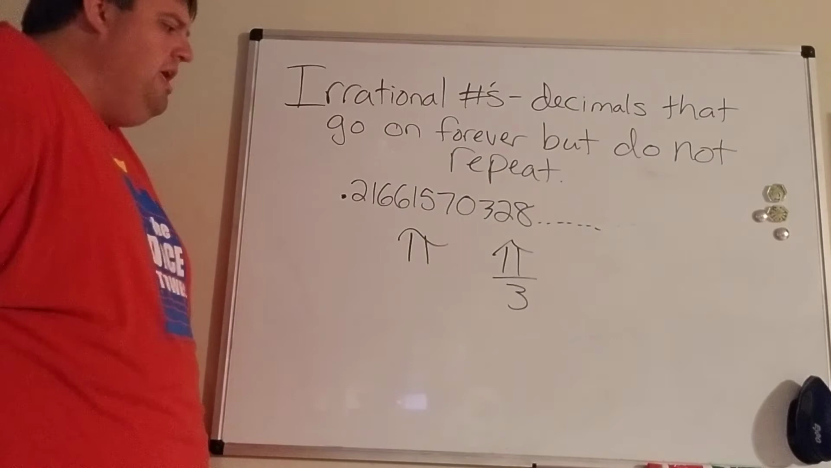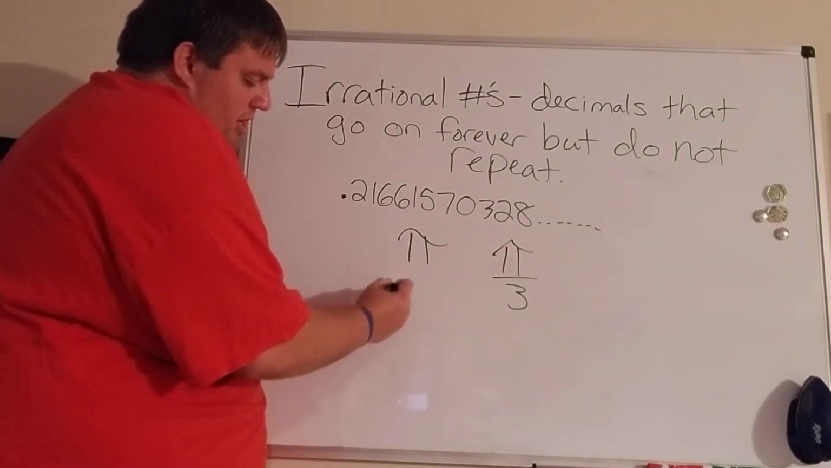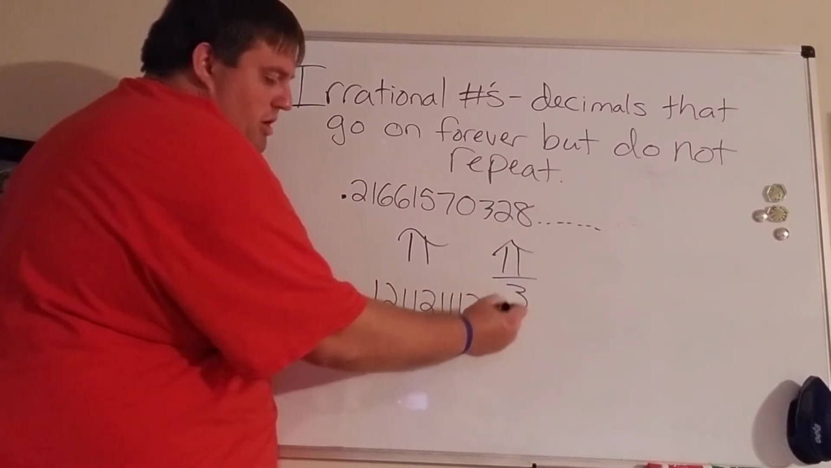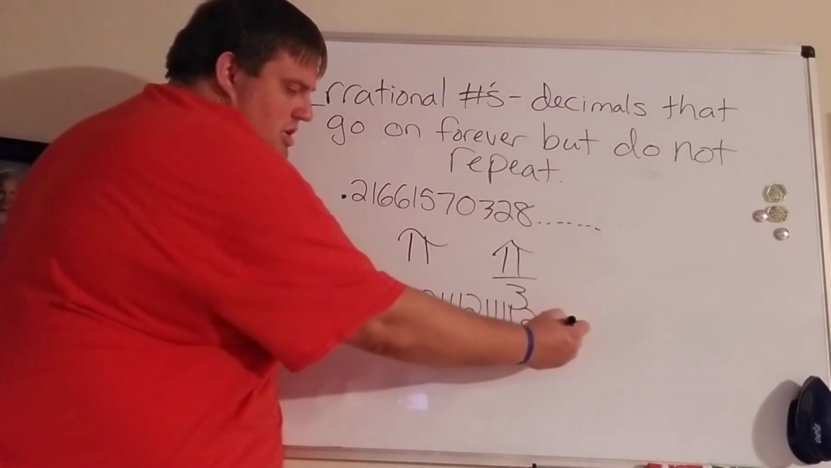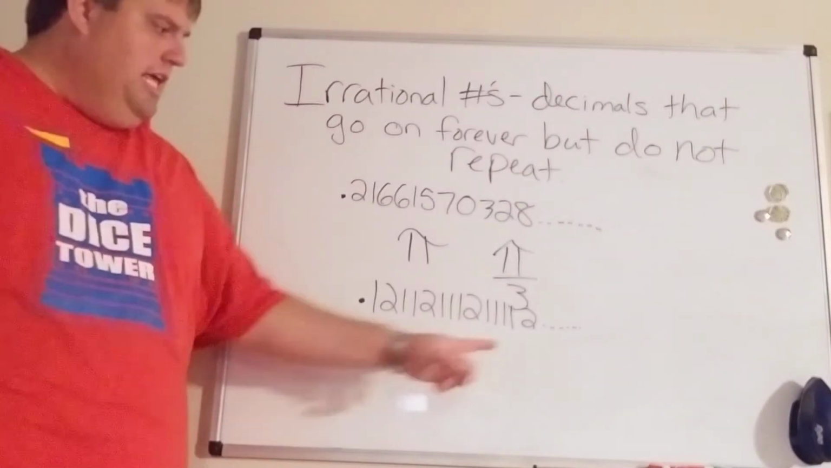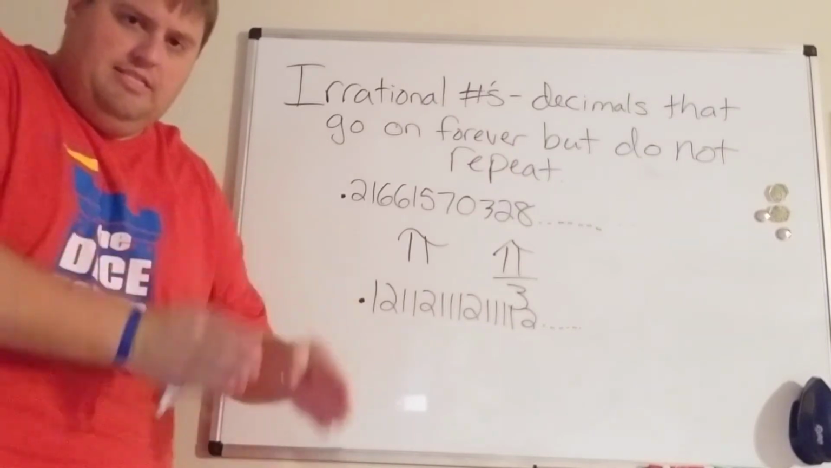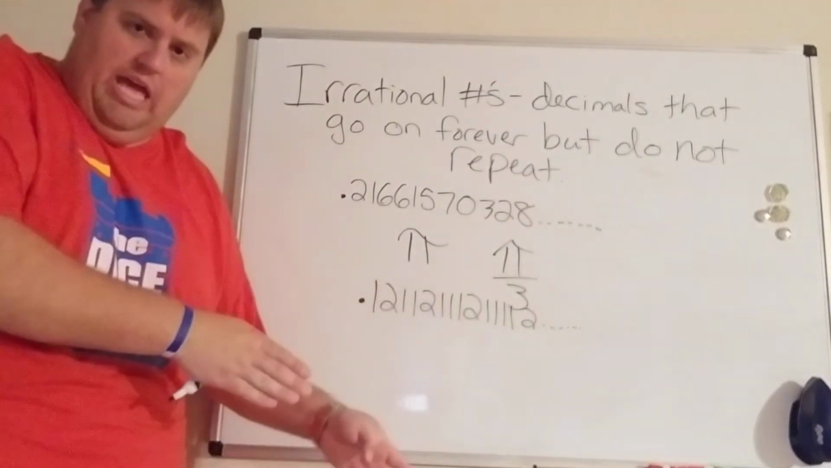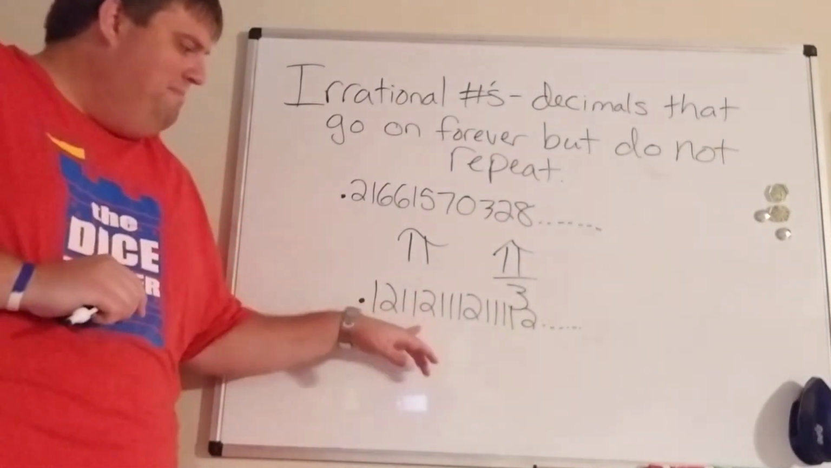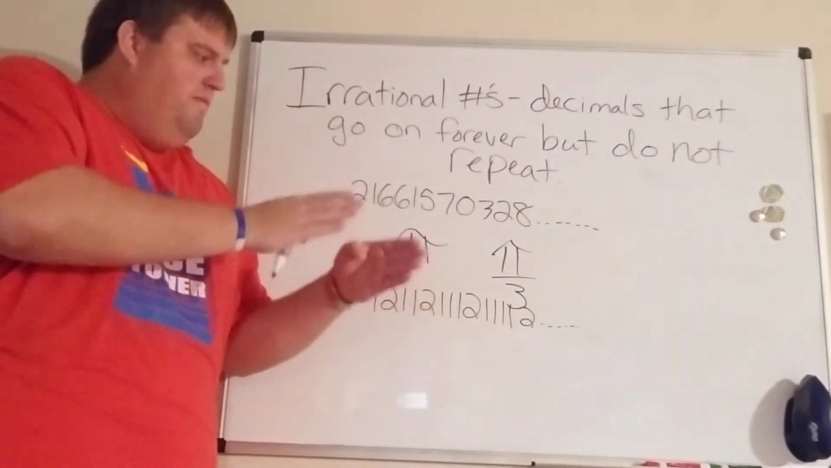One that I have seen often on tests is something like 0.12, 112, 1112, 11112. And people will say, well, that's a pattern, and it keeps going, right? But it's not the same set of digits over and over and over again. So yes, it's a pattern, but don't get confused by that. This is an irrational number because it's not the same set of numbers over and over and over.